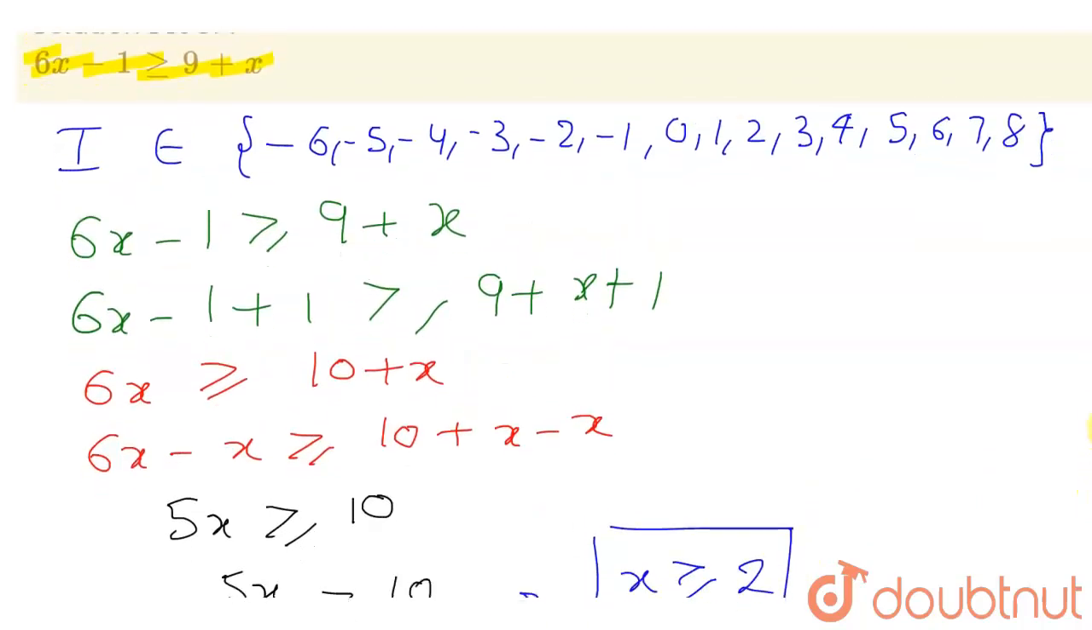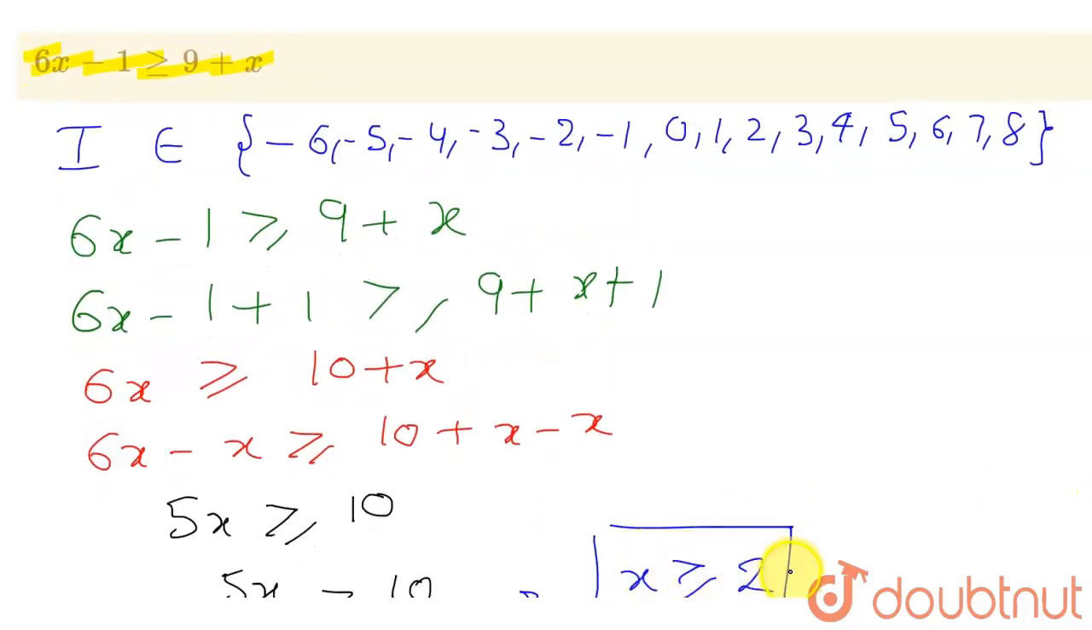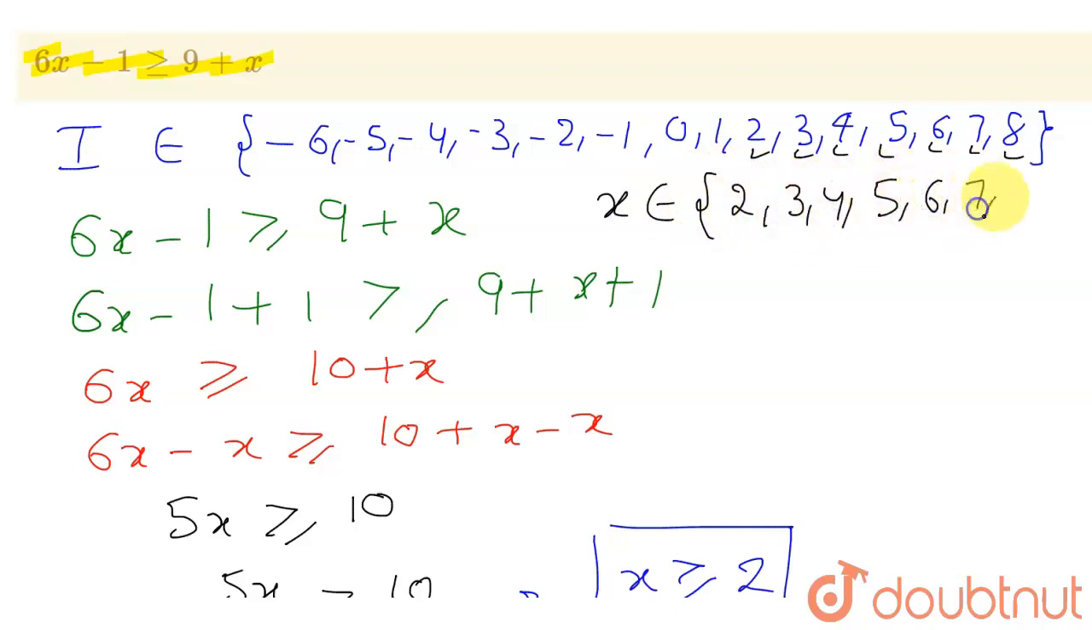It is saying that x should be greater than or equal to 2. So what are the values in this set which satisfy this condition? This term, this term, this term, this term, this term, this term and this term. These are all greater than or equal to 2. So our solution set will include these values: 2, 3, 4, 5, 6, 7 and 8. So this will be our solution set.